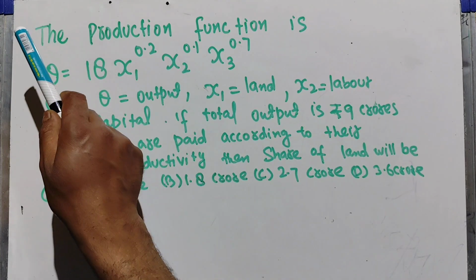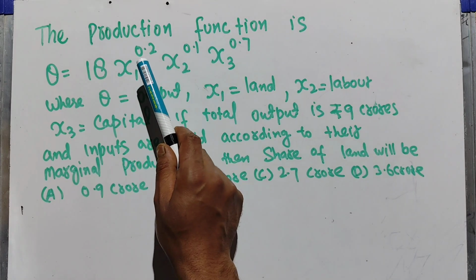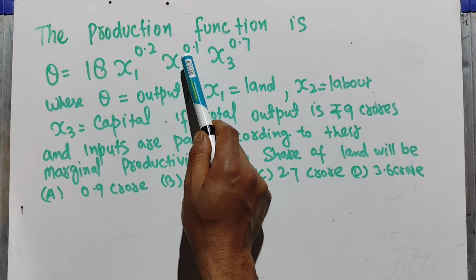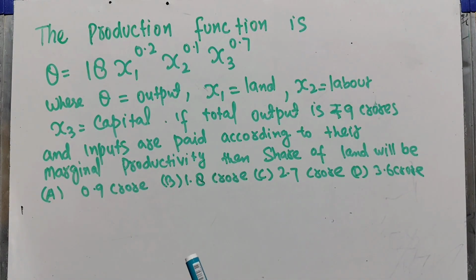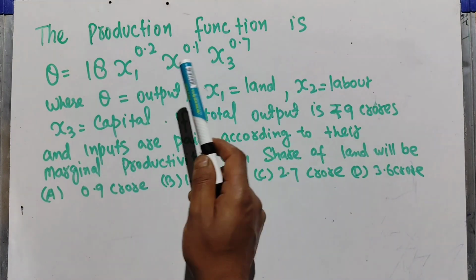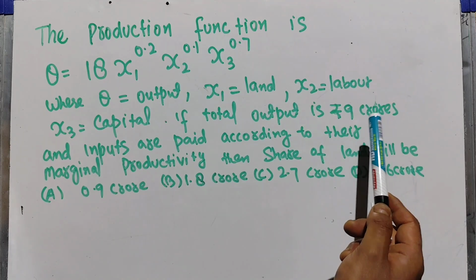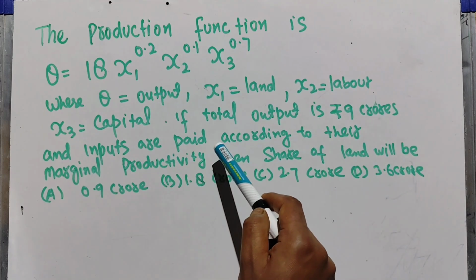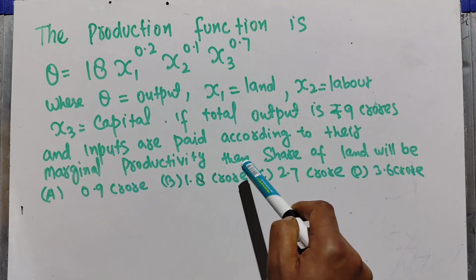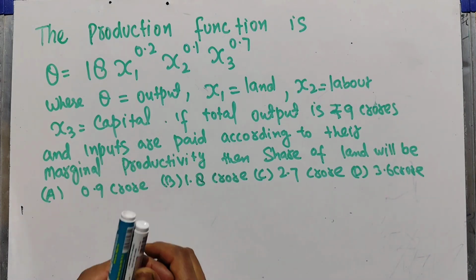The question is, the production function is given to us as Q is equal to 18 x1 raised to the power 0.2 times x2 raised to the power 0.1 times x3 raised to the power 0.7, where Q is the output, x1 is land, x2 is labor, x3 is the capital. If total output is 9 crore rupees and inputs are paid according to their marginal productivity, then the share of land will be, options are given, we need to find out the correct option.